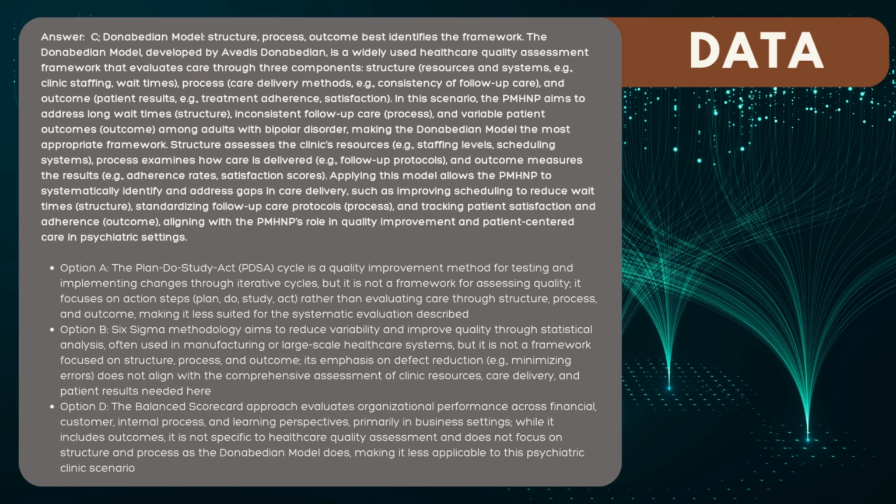Okay, so let's take a look at the wrong answers and why they didn't fit into it. So, option A, the PDSA cycle, this is a quality improvement method that involves testing of challenges, right? Plan, do, study, act, not a framework for assessing quality. So while PDSA could be used to implement changes, like testing a new scheduling system or something like that, it does not provide a structured evaluation of structure, process, and outcome. That's what's required here for the systematic assessment described. All right. PDSA focuses on action steps and not comprehensive quality analysis.